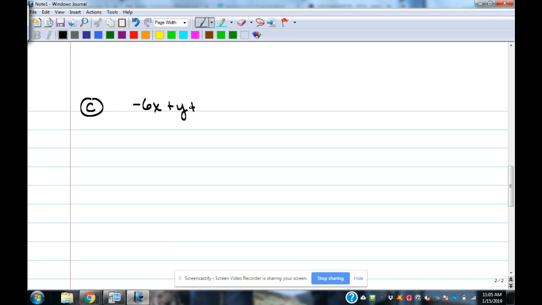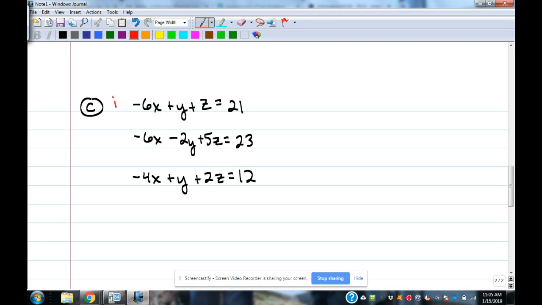-6x plus y plus z is equal to 21. -6x minus 2y plus 5z is equal to 23. And then -4x plus y plus 2z is equal to 12. And I'm just going to go ahead and number those equations, 1, 2, and 3. All right. Now, this one, we don't get the shortcuts on because all 3 equations have all 3 variables. So this one is a full-blown 3-variable system that there aren't really many shortcuts to.